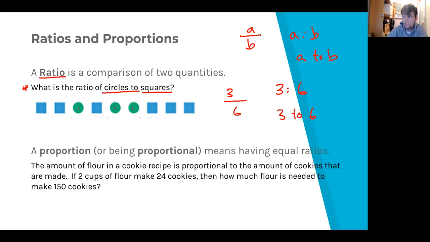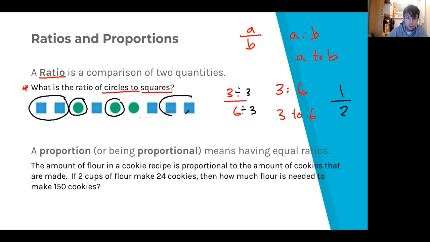And then I can also reduce this. All of these ratios do reduce. We have a common factor of 3, so we can divide both of these by 3. And our simplified ratio is 1 to 2. That's telling me there is one circle for every 2 squares. So 1 circle for every 2 squares, and then last circle, last 2 squares. So yeah, every 1 circle can be paired up with 2 squares. That's a ratio.